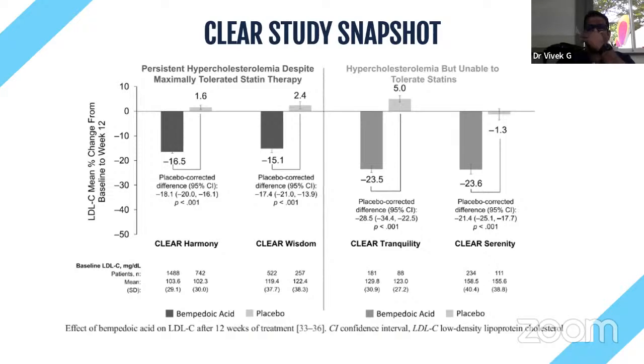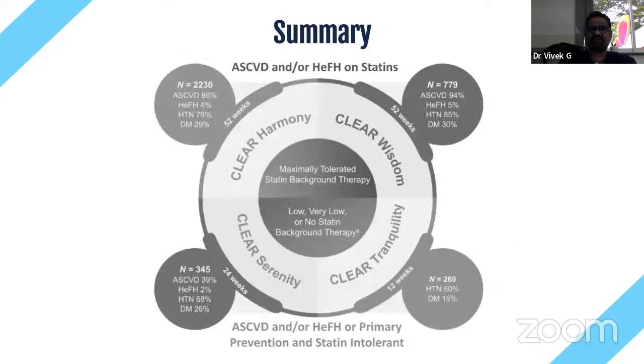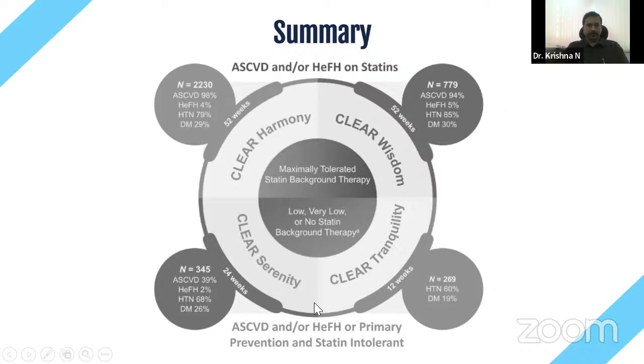So this is basically the 4 trials, the Harmony and the Wisdom and the Tranquility and the Serenity. This is basically what it summarizes. These are patients who are already on statins, and these are patients who cannot tolerate statins. So in patients who are already on statins, there was a significant decrease in the cholesterol levels, and good safety and tolerance levels. And here are the patients who are not on statins. So this is again the same thing. The top 2 trials, the Harmony and the Wisdom, are patients on maximally tolerated statin therapy, with the background of statin therapy. And here, the Serenity and Tranquility, in patients who were not able to tolerate statins, again, the patients did well on bempedoic acid.